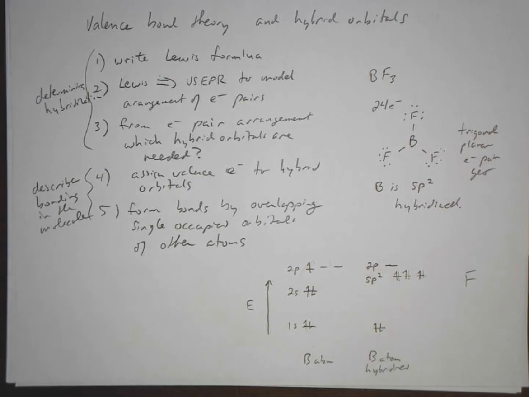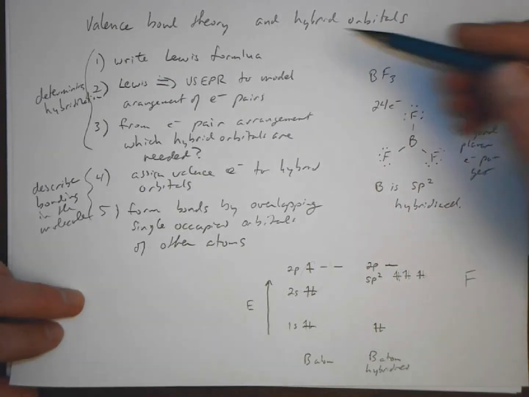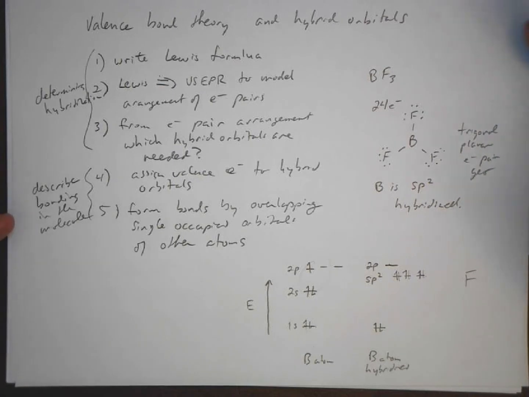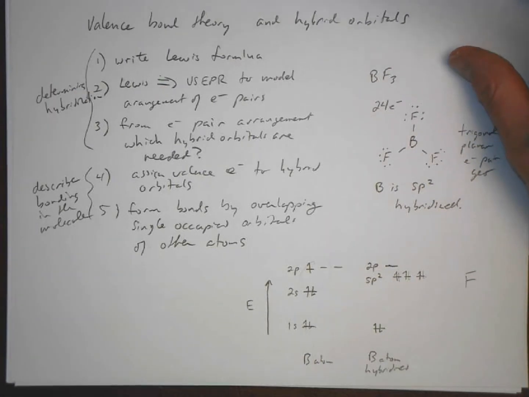So that gives us an idea of how we would describe bonding using valence bond theory and hybrid orbitals. It's an overlap of orbitals. Now you might be asking, what about multiple bonding?